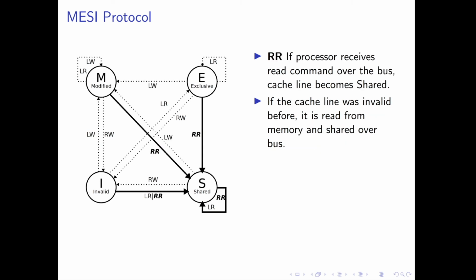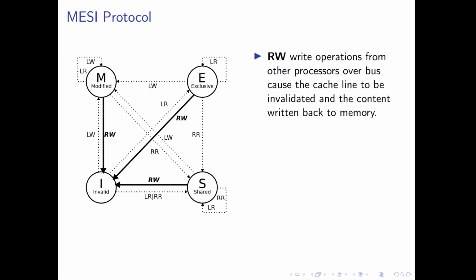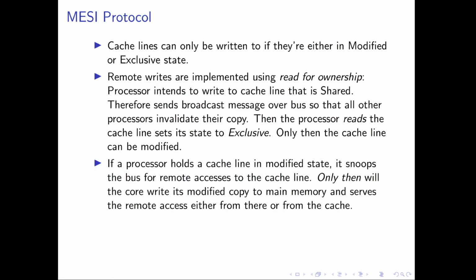When a remote read happens over the bus, then the cache line becomes shared. And if the cache line was invalid before, then we have to fetch the data from memory in order to serve the remote read. And a remote write access that we encounter over the bus causes the cache line to be invalidated, and then we have to flush out the data back to main memory, because now another processor performed a write operation on the cache line.